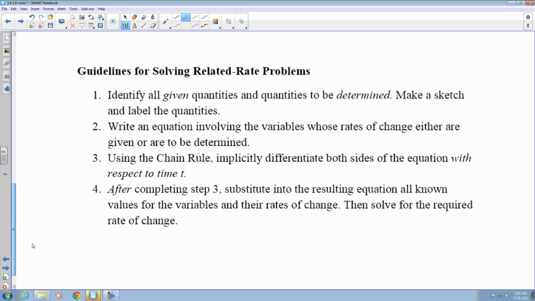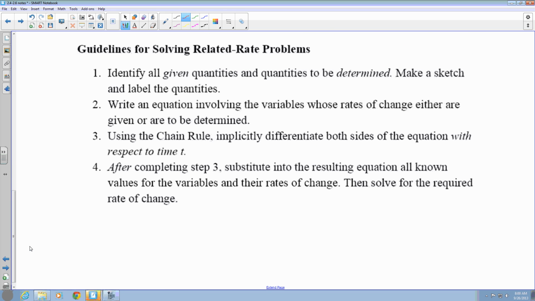Okay, let's go quick over the guidelines of how we do related rates problems. First, we have to identify what's given and what's to be determined. We've done that already. Make a sketch if you need to and label all the quantities. Write an equation which relates all of our variables to one another. Then we use the chain rule to implicitly differentiate both sides with respect to time t, as I have said. And then we put in everything that we know and solve for the one we're looking for.